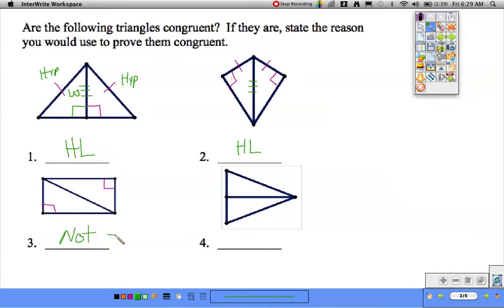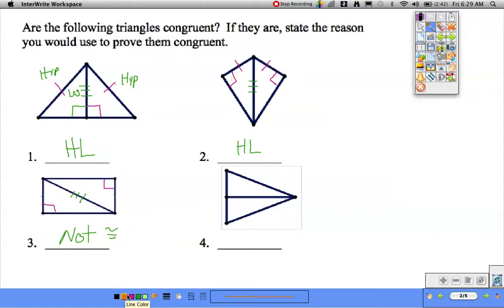They are not congruent. Because this time I have right angles, that's great. I could mark the reflexive side here, but I don't have either pair of legs. I don't know that these two sides are congruent, and I don't know that the top and bottom sides are congruent. And there are no theorems that are going to prove those two sides congruent for me, so I'm forced to say that these are not congruent.